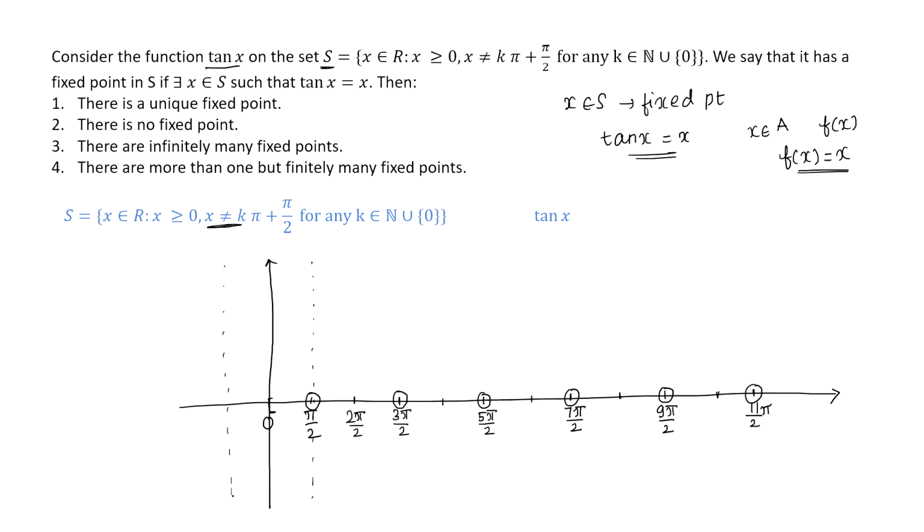So we know that the function of tan x is like this on minus pi by 2 to pi by 2, and this is how the function will look from pi by 2 to 3 pi by 2, because it is a periodic function. So this is how tan x looks.